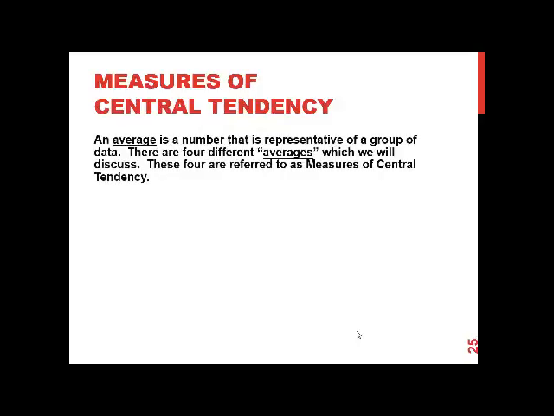Alright, next section is on measures of central tendency. An average is a number that represents a group of data. Now there are 4 different types of averages that we're going to discuss. These 4 are referred to as measures of central tendency.